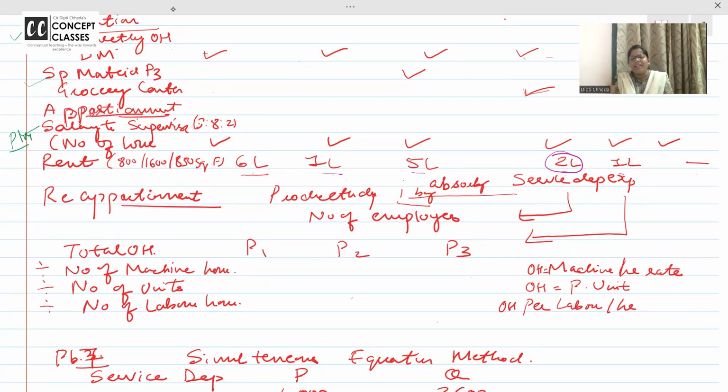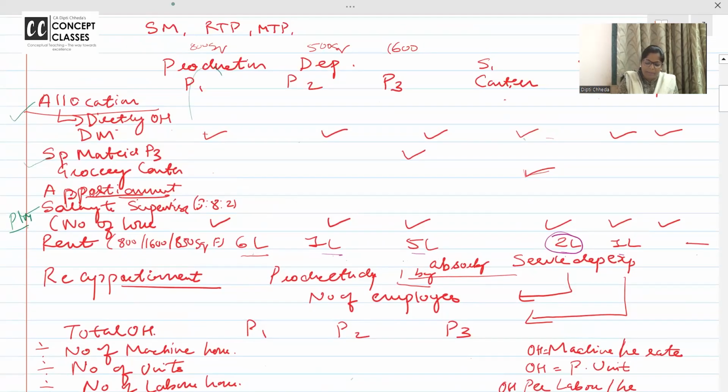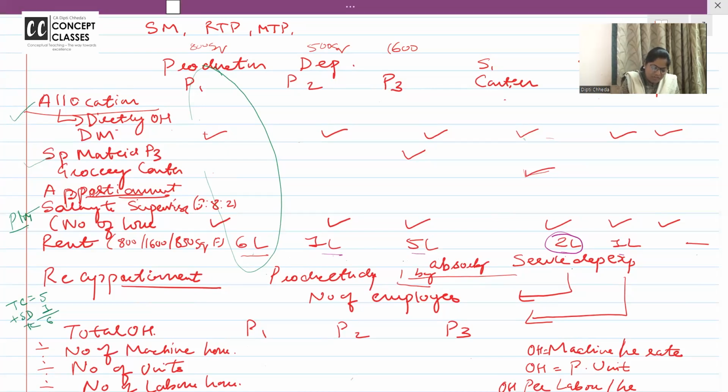So, ma'am, why are we doing reapportionment? I am saying the production department's expense is this much, but the service department expense I should also add. When I'm saying the total cost of the production department is 5 rupees, plus this production department has used 1 lakh of service department, so its cost is 6. I have to charge the customer 6 rupees. Are you all with me?